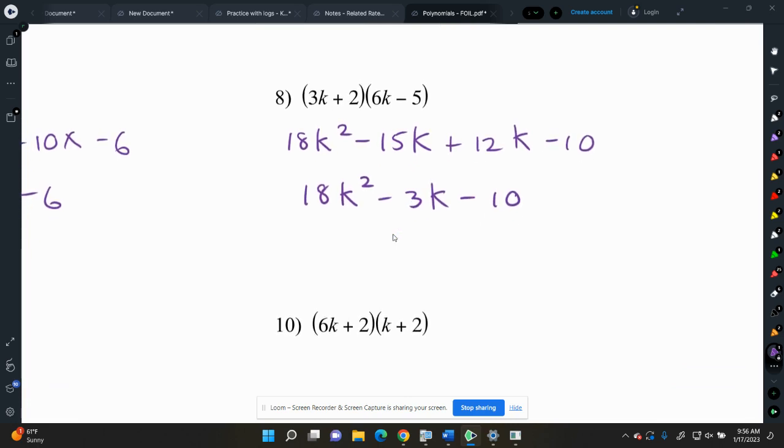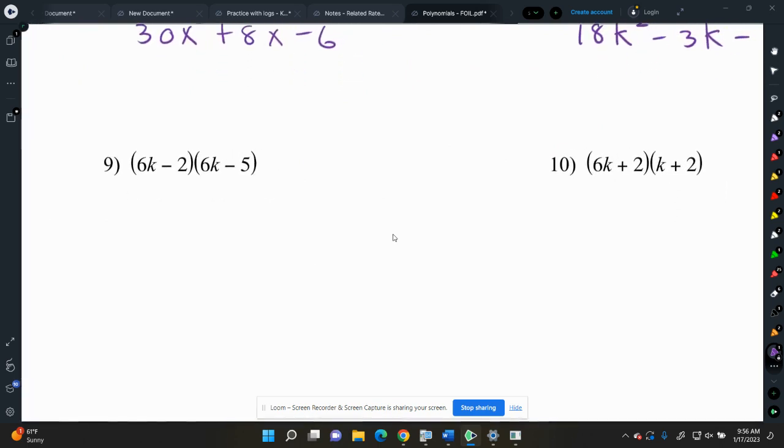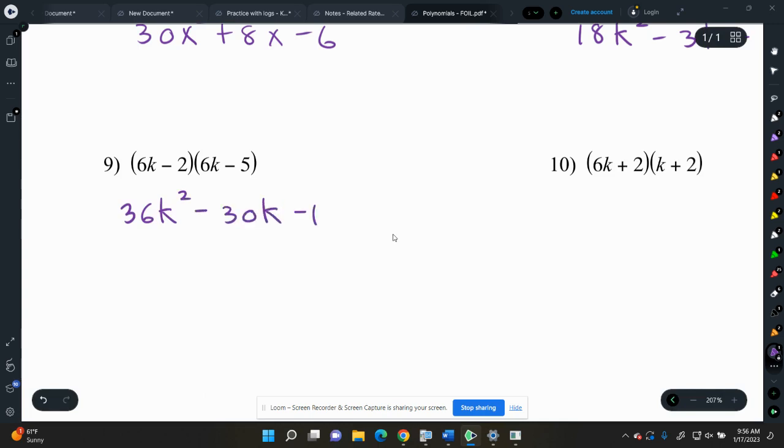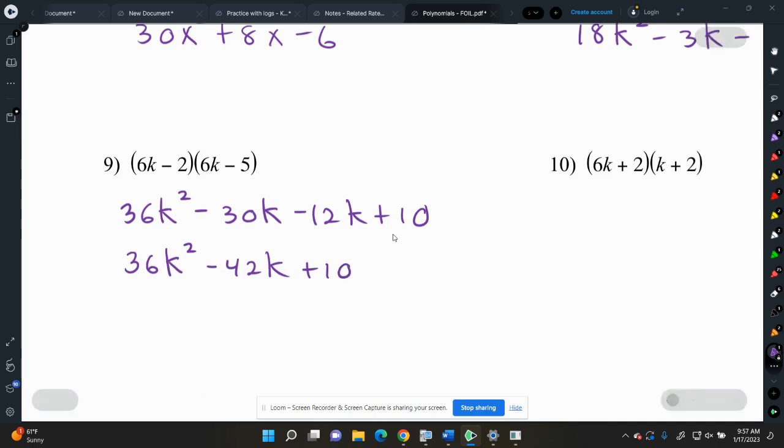We good? Okay, Zanai, number 9. 3k squared minus 30k minus 12k plus 10. Okay, 36k squared, right? Yeah, you just misread your paper. Yep. 36k squared minus 30k minus 12k plus 10. Good. And that gives us? 36k squared minus 42k plus 10. Good. Excellent. Minus 10, how about? Plus 10. Negative 2 times negative 5 is plus 10. Yeah, plus 10. Okay.